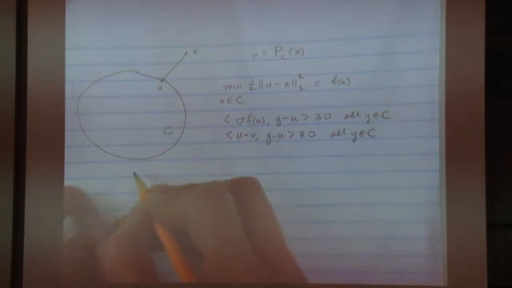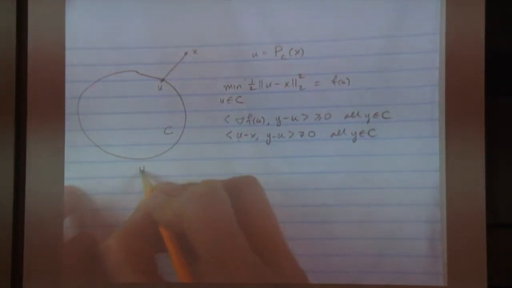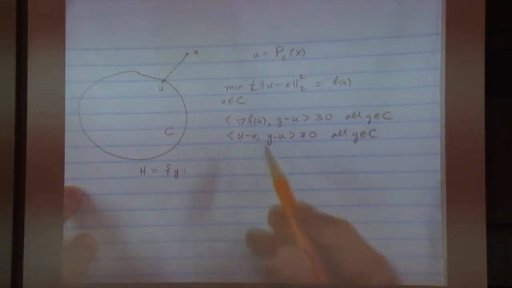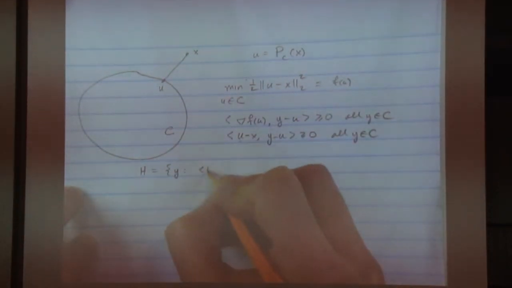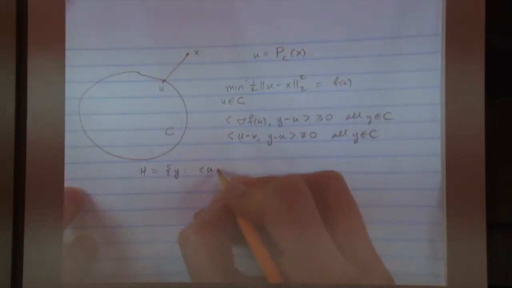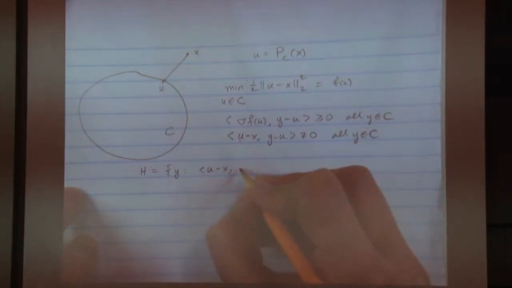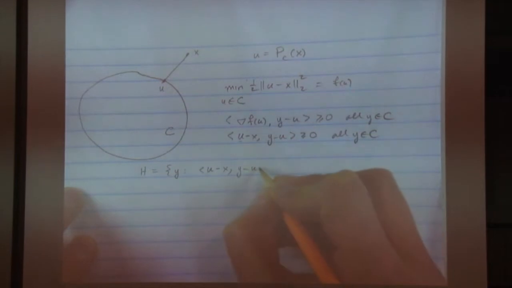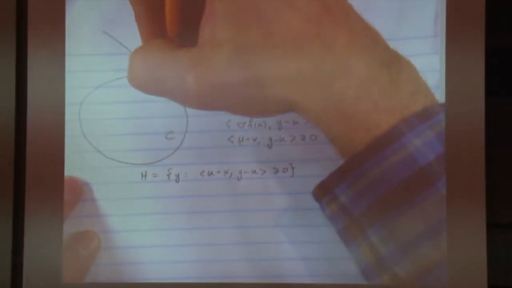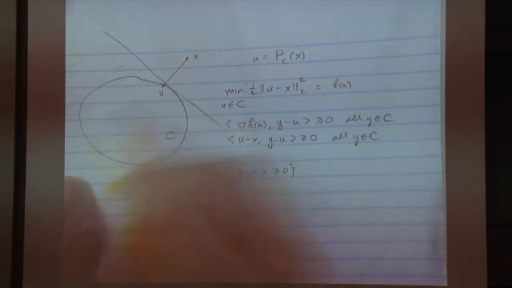Now we're going to define a half space, H, which is the set of all y such that this thing is positive. We're going to just consider u to be the projection of x onto C. That's fixed. X is fixed. And now we're going to consider the set of all y such that (u minus x) transpose (y minus u) is non-negative. That's a half space. It's going to look something like this. It's going to be all this region.